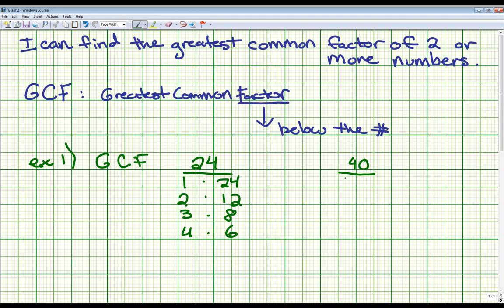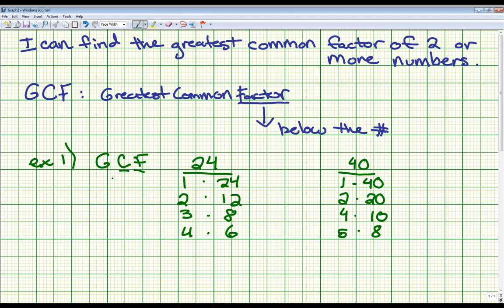For 40, our list would be 1 times 40. 2 times 20 would get us to 40. We could do 4 times 10 to get us to 40. And we could also do 5 times 8 to get us to 40. So we also have 4 factor pairs for that one as well. So now we've got the factor pairs for each number. We've done the F part of GCF.